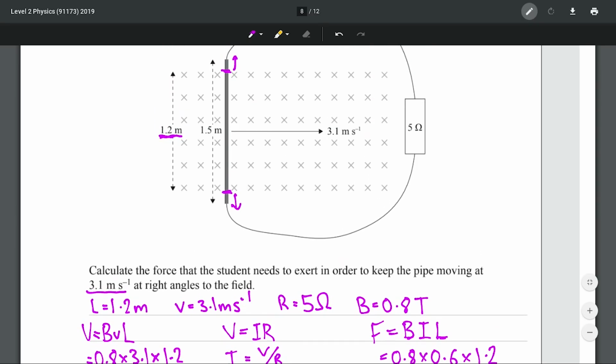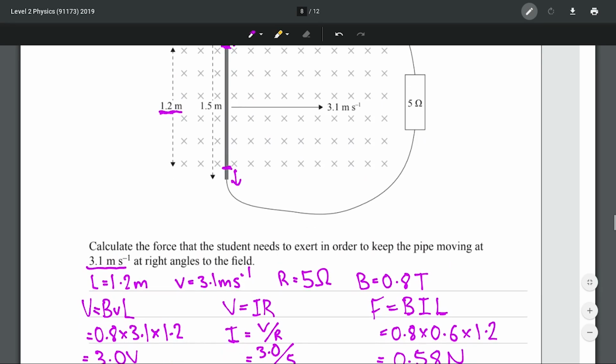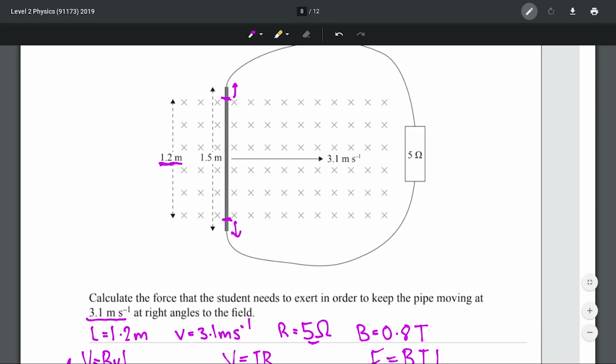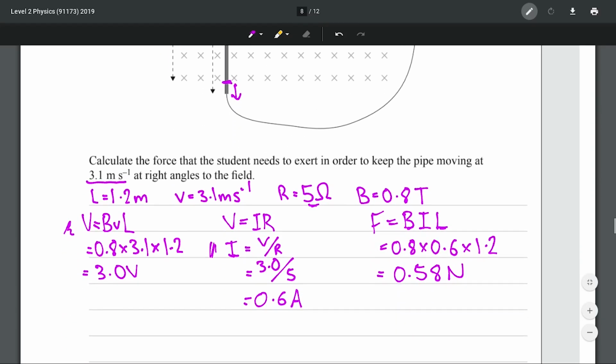the pipe moving through the magnetic field is creating a voltage. The voltage which we found here. That voltage creates a current which is dictated by the resistance which we found here. So we found our current to be 0.6 amps. That current in the pipe creates a force that needs to be opposed. And that force that needs to be opposed is 0.58 newtons, which is the answer to our question. And that's it.